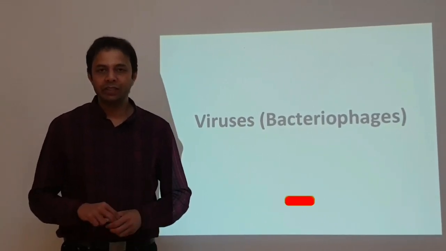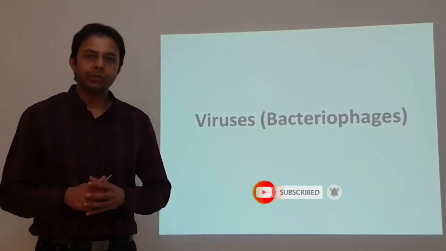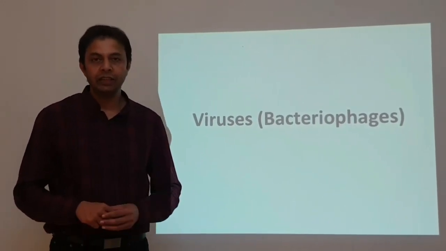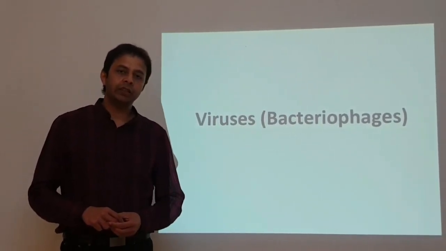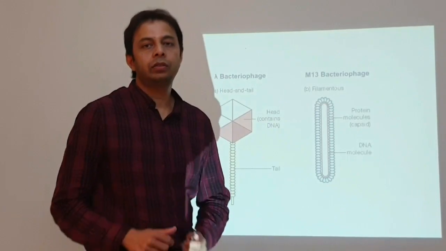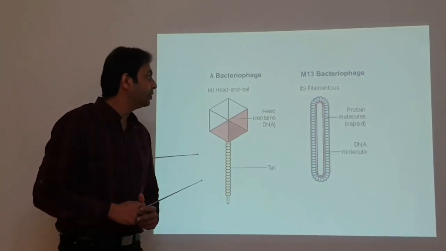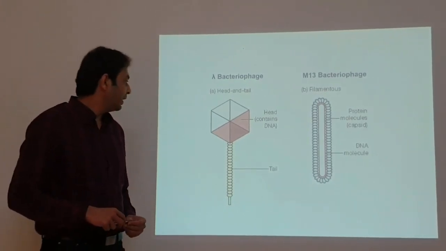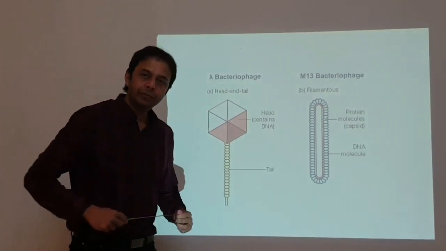One part is the capsid, which is usually made up of proteins, and inside this capsid there is a nucleic acid. That nucleic acid may be RNA, or DNA, and in case of DNA, it may be single-stranded or double-stranded. Related to our course of recombinant DNA technology, we'll specifically focus on two important bacteriophages: the Lambda bacteriophage and the M13 bacteriophage. Lambda phage is a head-and-tail type, and M13 is a filamentous type.